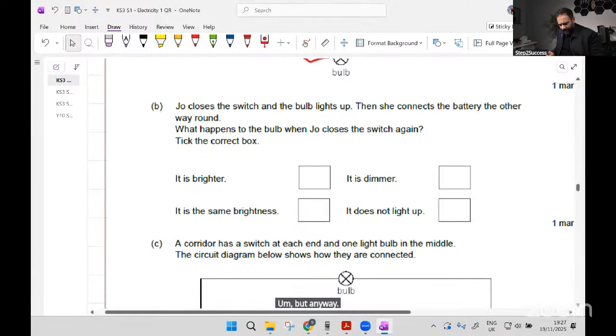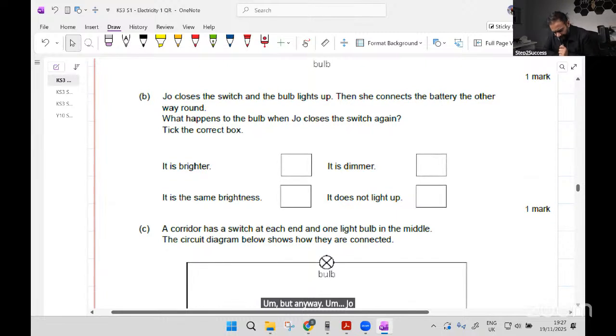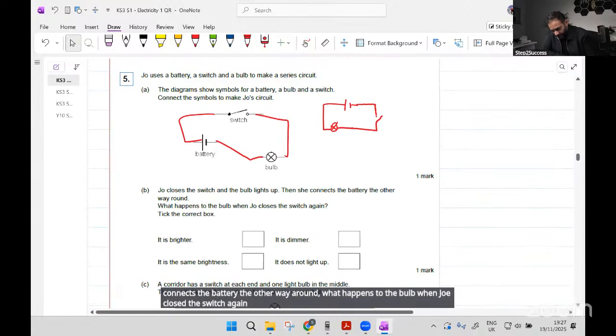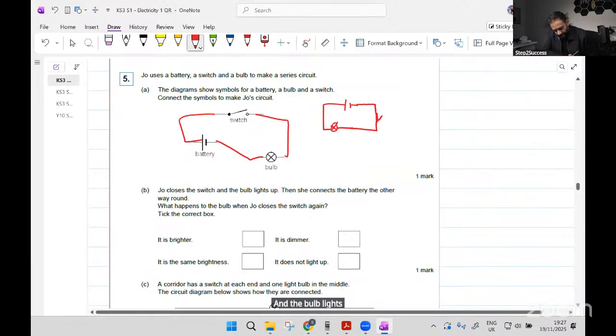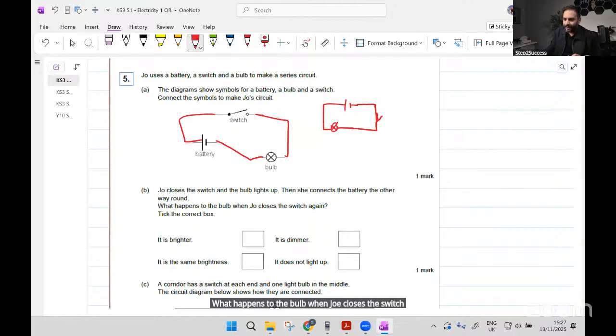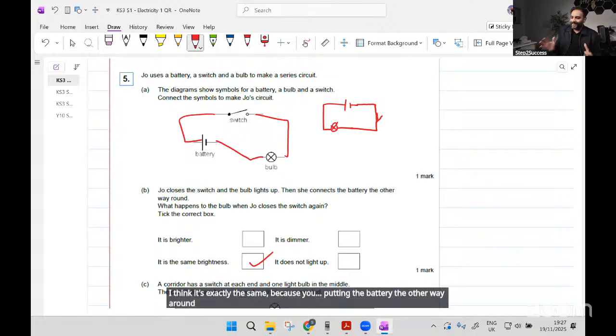But anyway, Joe closes the switch and the bulb lights up. Then she connects the battery the other way around. What happens to the bulb when Joe closes the switch again? So we close the switch and the bulb lights up, obviously, because we completed the circuit. Then she connects the battery the other way round. What happens to the bulb when Joe closes the switch again? Well, I think it's exactly the same, because putting the battery the other way round doesn't affect it in this circuit. If I swap that over, it just means the electricity flows the other way around and everything still works. It is still a complete circuit.